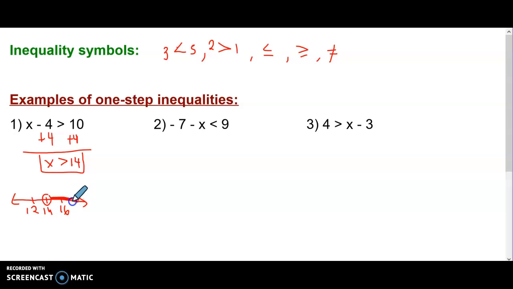So here is my solution on the number line. Anything that is shaded works. Anything that is not shaded does not work. So for example, 16 is shaded. So if you put it in here, you're going to be getting a true statement. 16 is greater than 14. Yes.